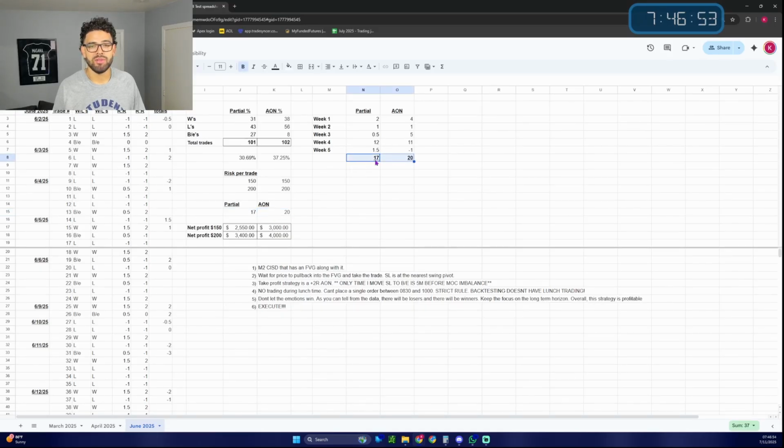Here you guys can see the totals too. Risking 150 bucks, the strategy made 2,550 at the end of the month. Risking $200, the partial strategy made $3,400 at the end of the month. You guys could see the big difference. If you just move the dollar signs, you guys could see the outcome right here.